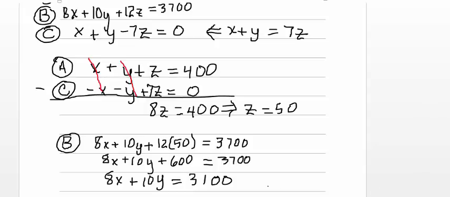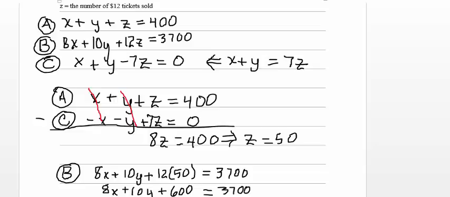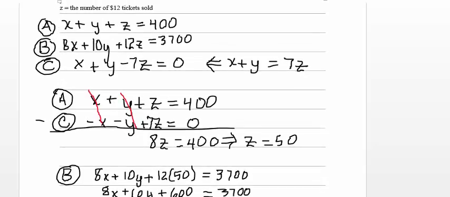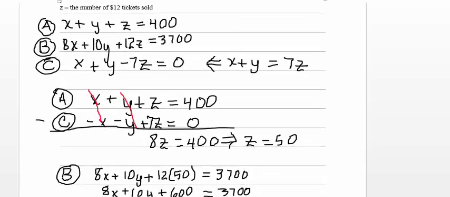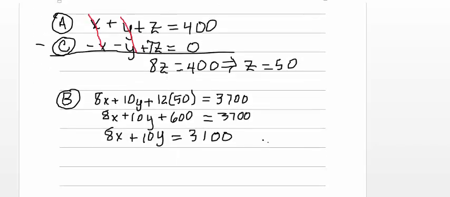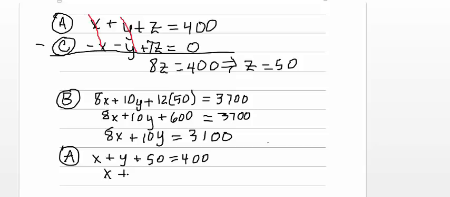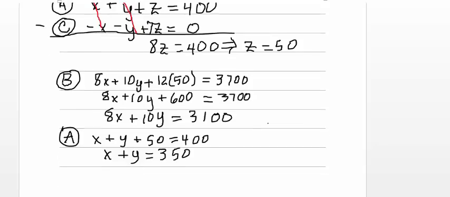Now I want to get another equation that has x and y, so I'm going to use A, and I'm going to replace z with 50 in A. So x plus y plus 50 equals 400. If I subtract 50 from both sides, x plus y equals 350. Now I'm going to choose to eliminate y next.